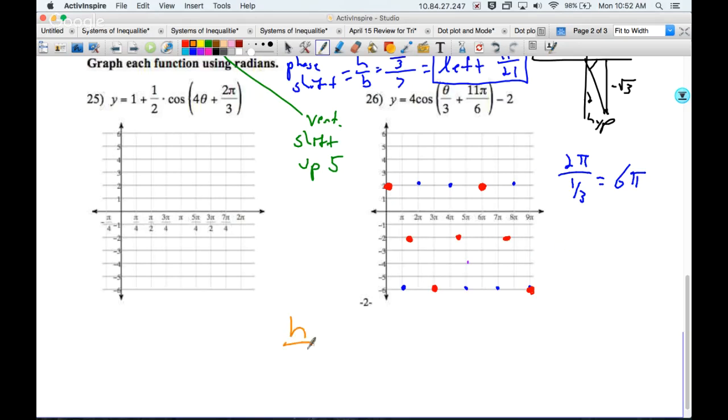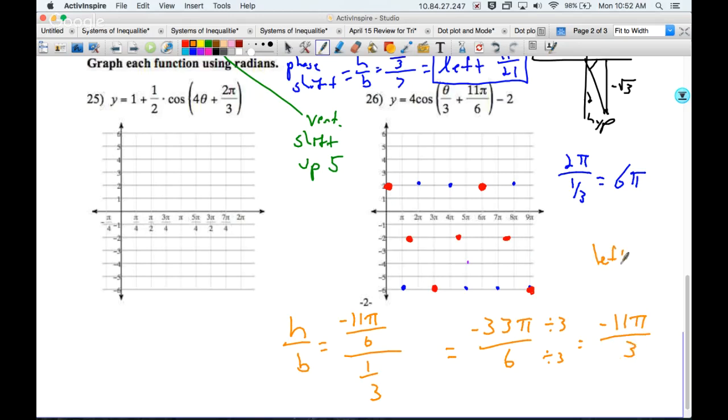Phase shift is h over b, which equals, in this one, negative 11 pi over 6 divided by 1/3. If I copy dot flop that, I will get negative 33 pi over 6. Divide the top and the bottom by 3. I'll get negative 11 pi over 3. So I'm going to the left. Negative 11 pi over 3. So what is that? About 4 pi, just a little bit less than 4 pi. So every dot is going to move a little bit less than 4 pi to the side, to the left.